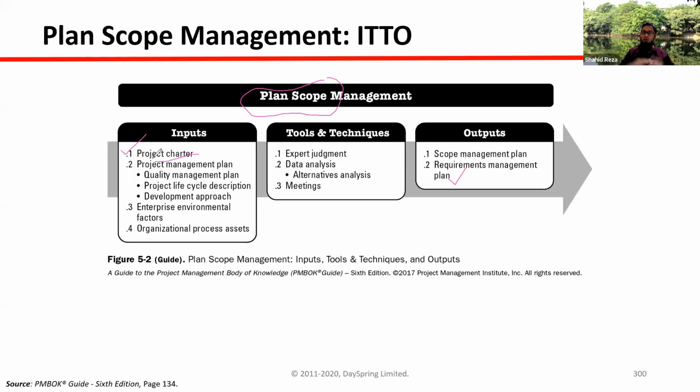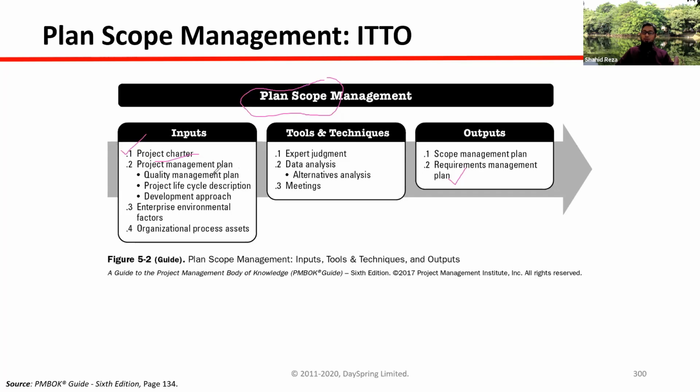And in the project charter, there are already separate sections like what the deliverables will be, the high level scope, high level requirements, who the stakeholders will be, and the constraints and assumptions. All these things are already in the project charter. See, deliverables, scope, requirements, stakeholders are all related to scope management. So that's why the project charter is an input here.